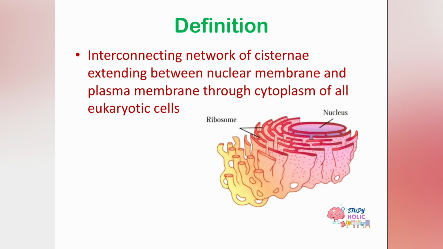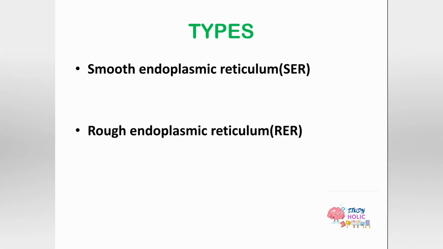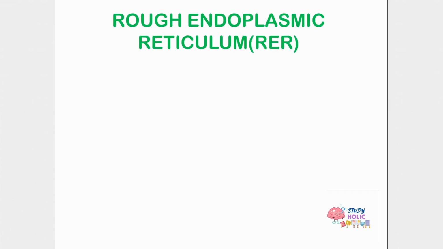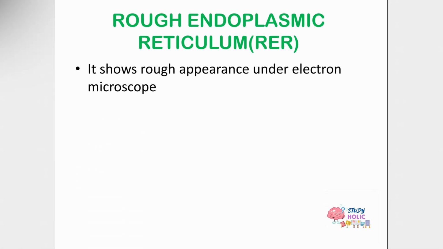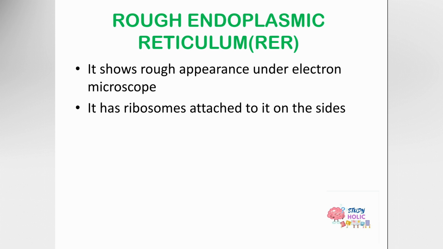So there are two types of endoplasmic reticulum: smooth endoplasmic reticulum and rough endoplasmic reticulum. Let's discuss the first type, that is rough endoplasmic reticulum. As the name indicates, rough, it is rough in its appearance if seen under an electron microscope. According to its characteristics, the ribosomes are attached on its sides.